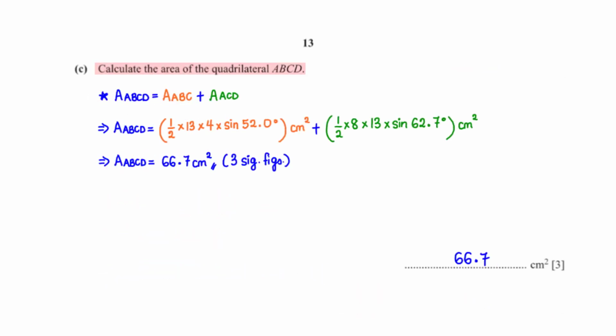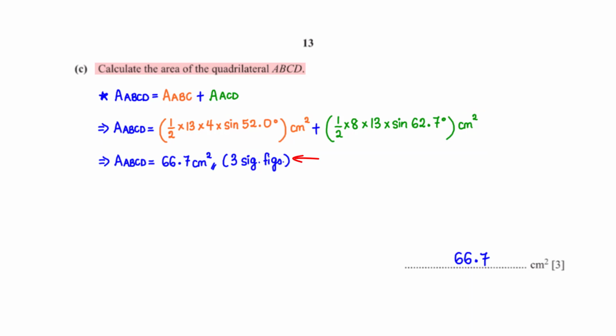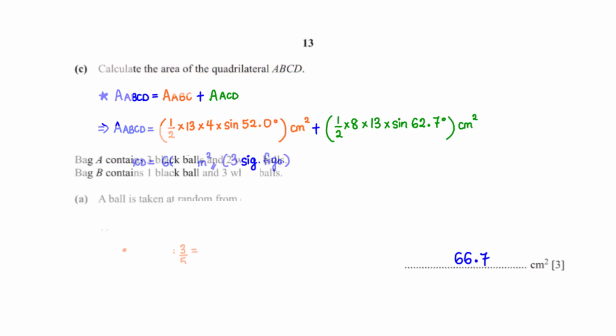Calculate the area of the quadrilateral ABCD. The area of ABCD is equal to the area of triangle ABC plus the area of triangle ACD. When we apply the area of a triangle formula, half AB sine C, to both triangles, this is what we get. When we type this into the calculator, we get 66.7 centimeters squared rounded to 3 significant figures.